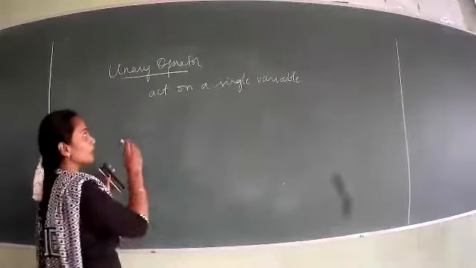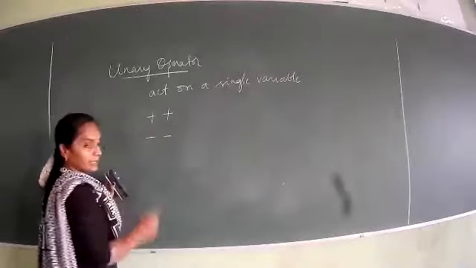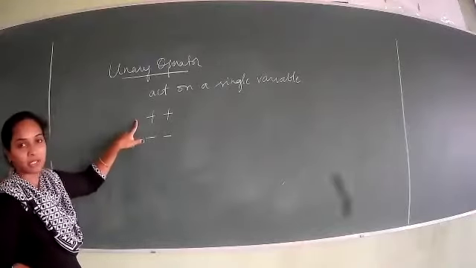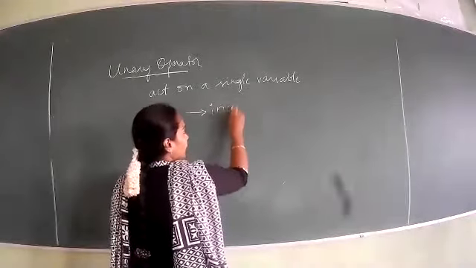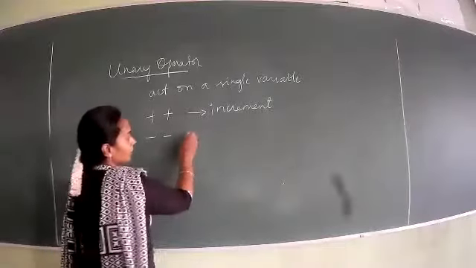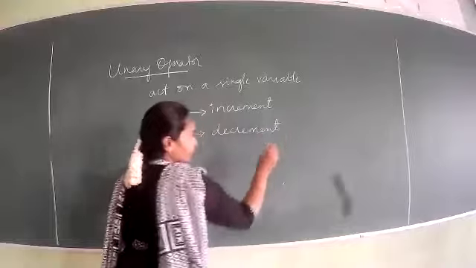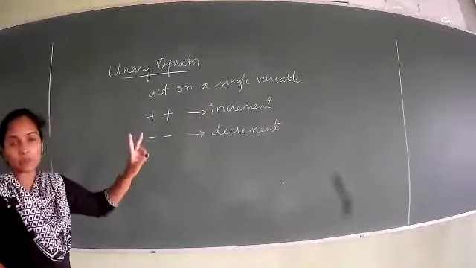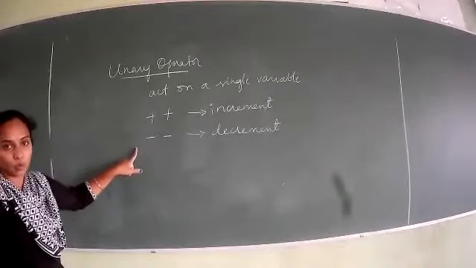Here we have two types of unary operators, that is plus plus and minus minus. Plus plus is called the increment operator, and minus minus is called the decrement operator. Understood? A unary operator acts on a single variable, and there are two types of unary operators. One is the increment operator and one is the decrement operator.